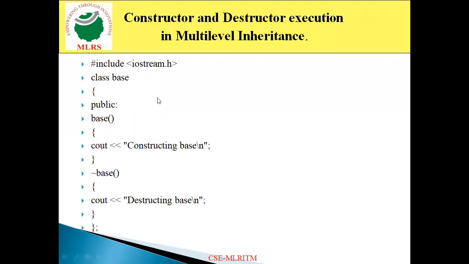Then look at this. Now we go with multilevel inheritance. The previous example is related to single inheritance only, that indicates a single base class and a single derived class. Now we work with multilevel inheritance, that indicates we are deriving a class from an already derived class. Now look at how it works. First I am specifying the class base, with the constructor base, which is meant to display constructing base on the output screen. And I am also defining the base destructor, which is meant to display destructing base on the output screen.